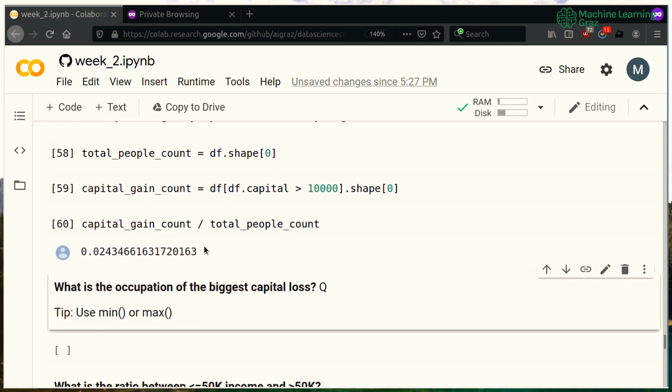Yeah, that's unfortunate. But now for again a new quiz. And this time the question is, what is the occupation of the biggest capital loss? So I want you to find the occupation of the person who has the biggest capital loss. And yeah, you have 45 seconds. One tip, maybe you would need to use min or max. I don't know. So your timer starts right now, and the answer to that question might surprise you.